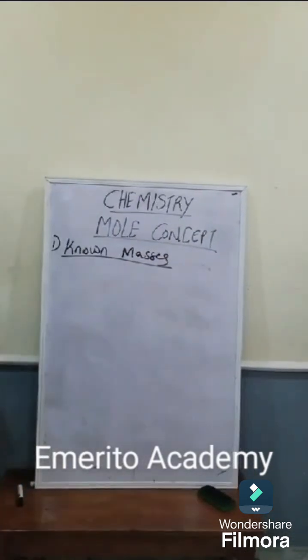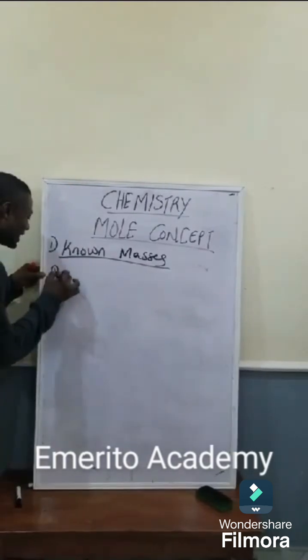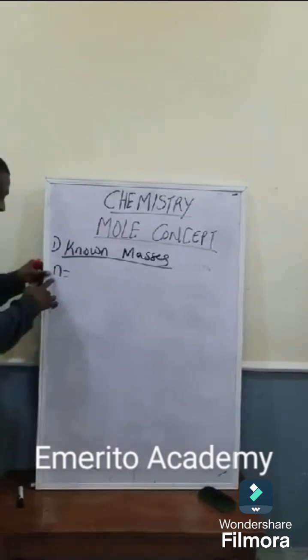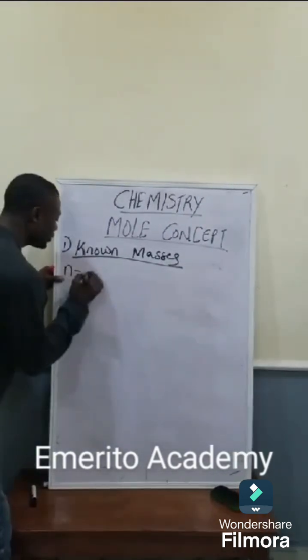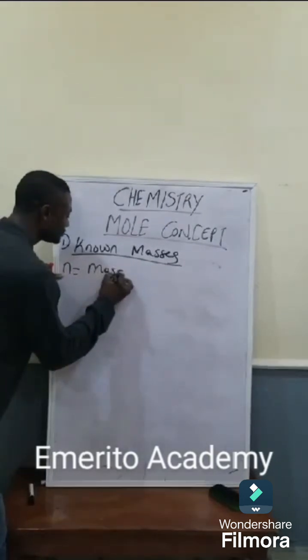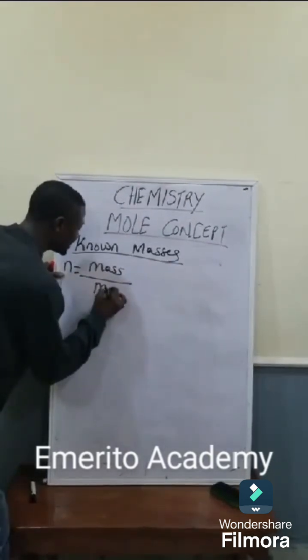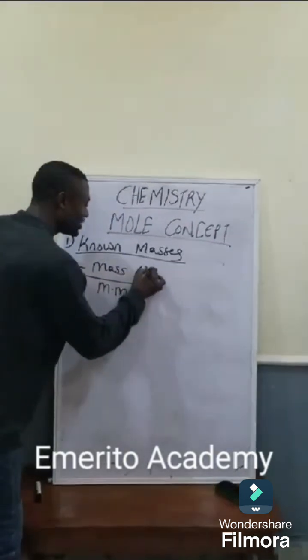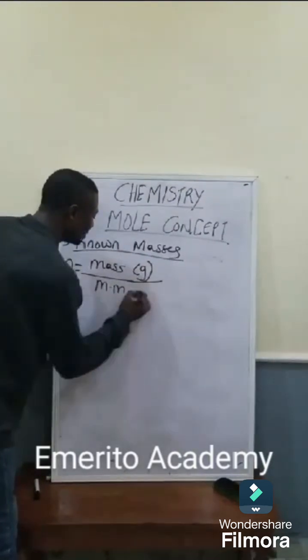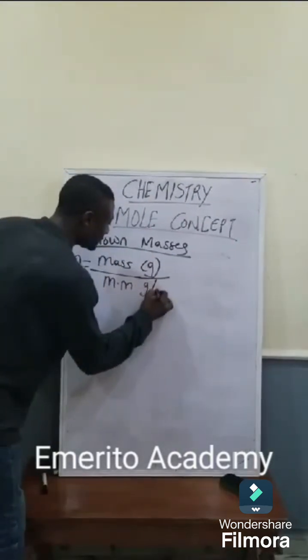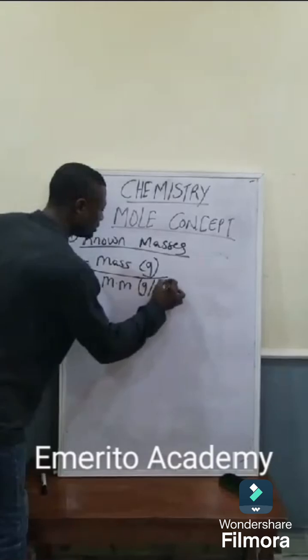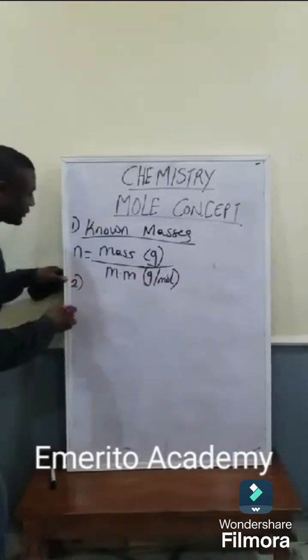Now, when it involves known masses, you simply say mole, and we all know that mole is noted with small letter n. We can simply say mole is equal to your mass over your molar mass. And you know your mass is measured in grams, and your molar mass is measured in gram per mole.